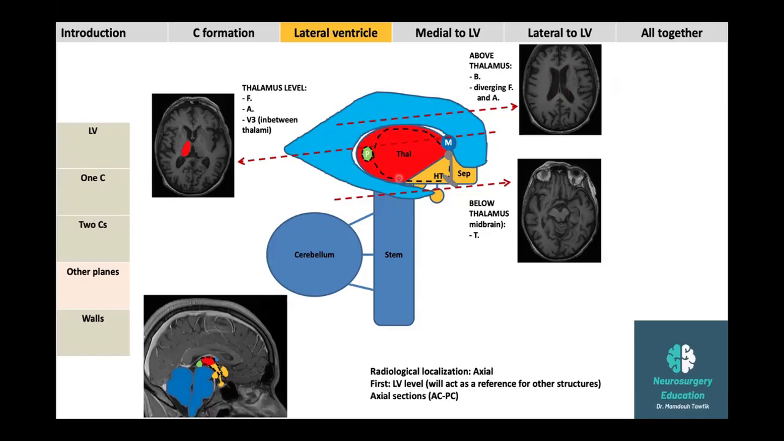When you have a cut that's below the thalamus, what is the first part of the brain stem below the thalamus? The midbrain. Midbrain. So you see here, this is the midbrain. And you see here's the temporal horn like this. Okay.